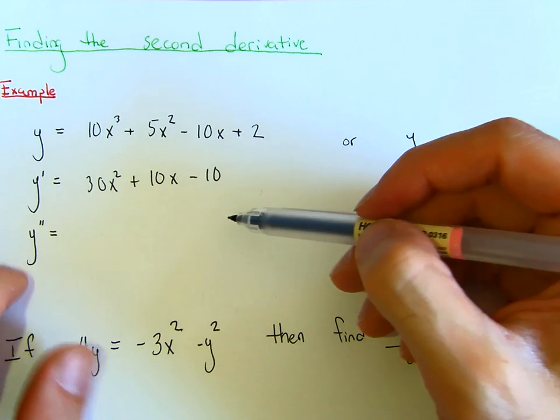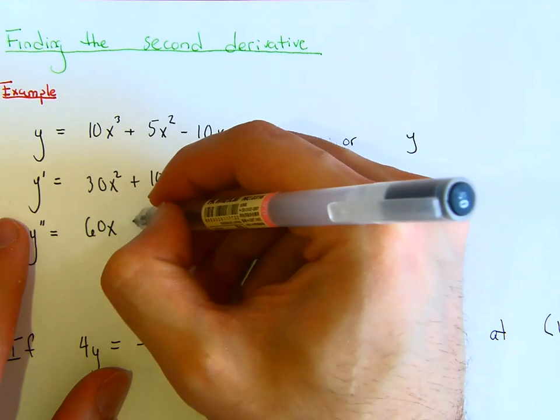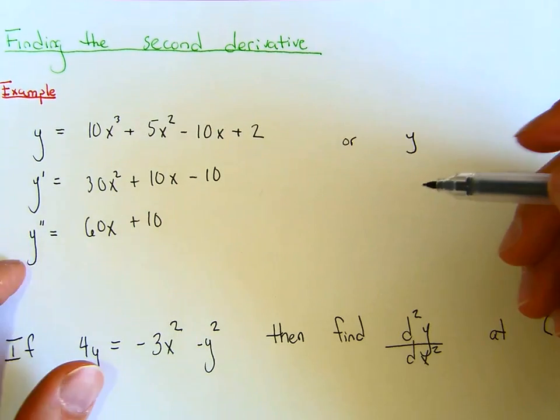What would be the second derivative? Okay, you just take the derivative of this. So this is 60x plus 10. And you could keep going and so forth.